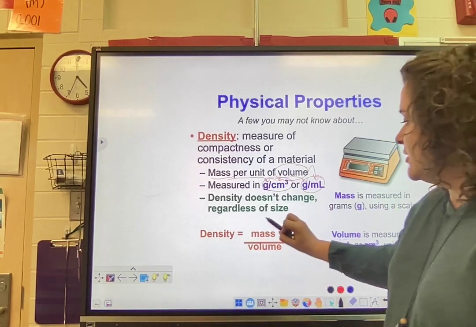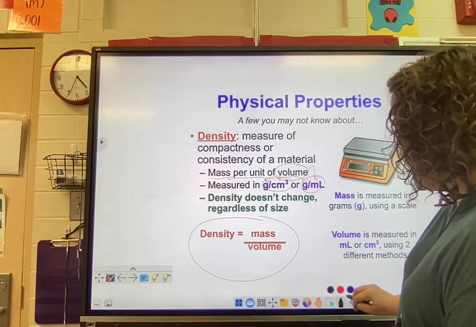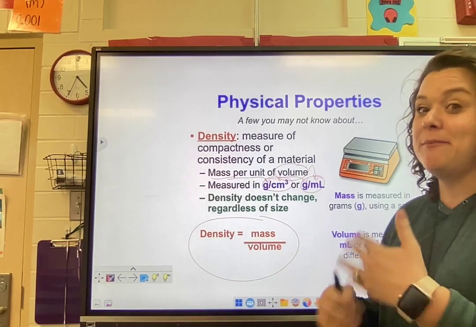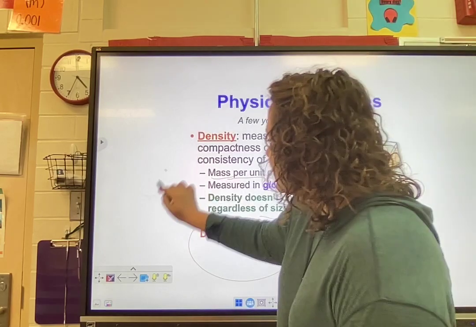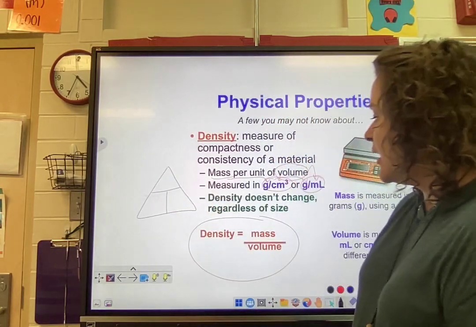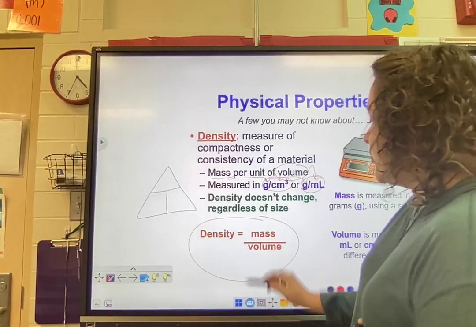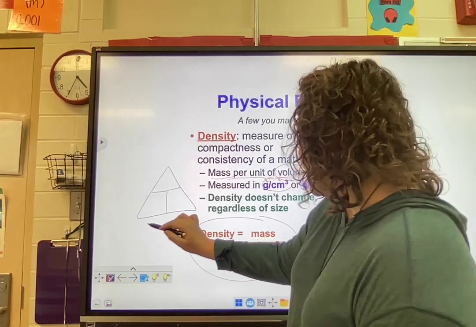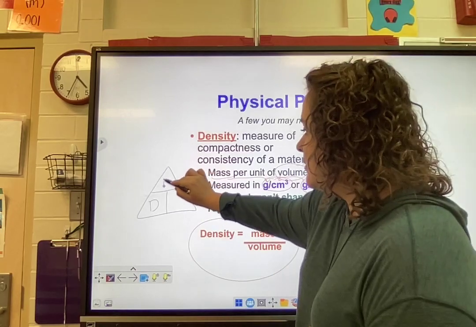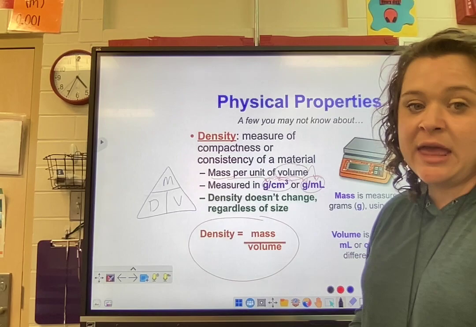The formula for density is mass divided by volume. When we talk about density, you're going to be introduced to a brand new subject called the magic triangle. The magic triangle looks like this. I want you to draw a triangle on your paper, and on the magic triangle, it will give you the formulas. We're going to put a D for density, an M for mass, and a V for volume.